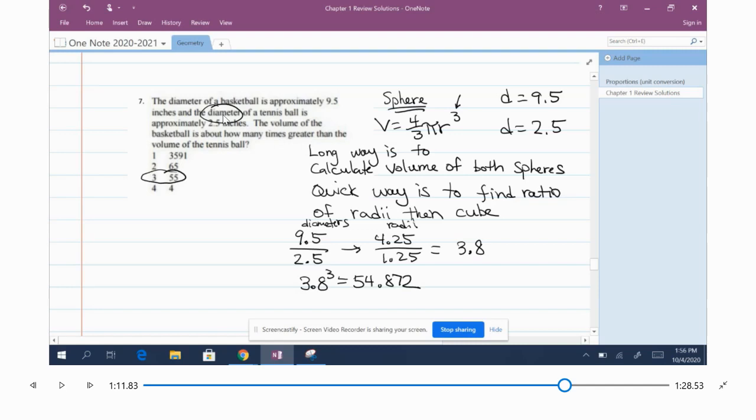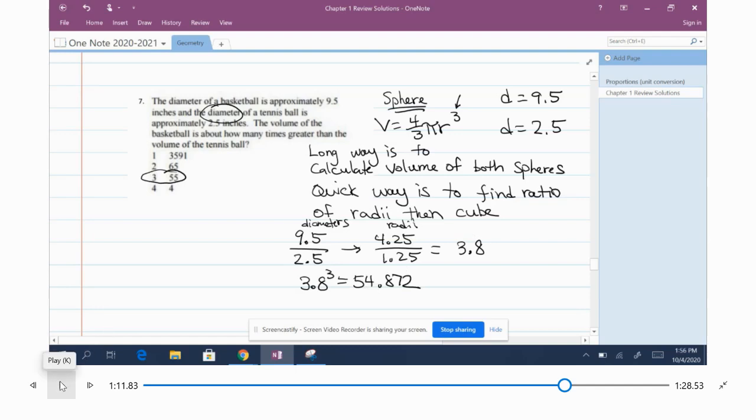Now, the ratio of the diameters or the ratio of the radii is 3.8 to 1. If we cube that, that's going to be the same as the ratio of the volumes. So that's the fast way. After we learn similarity, that's how we will do it.